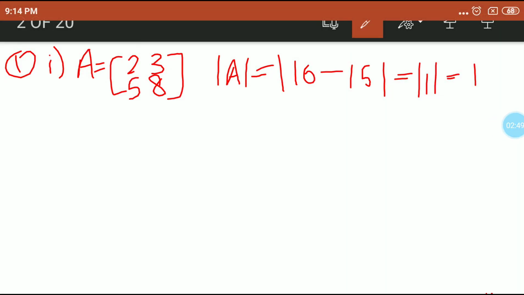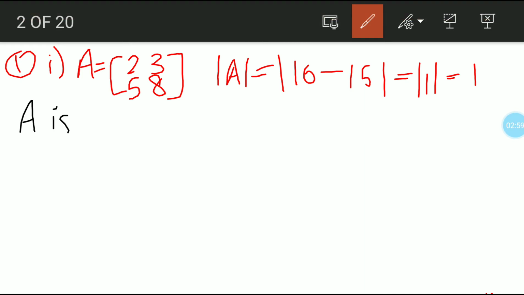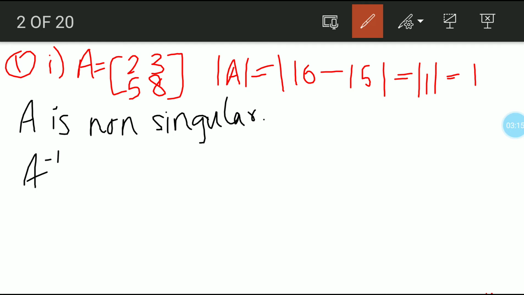So just now we discussed the non-singular and singular matrices, right? So if it is 1, it's non-singular, right? So you have to write that matrix A is non-singular. Okay, so if it is non-singular, we have to find the inverse. It's been given in the question, so we have to do the same, right? So let's do it. So the inverse is nothing but like this.